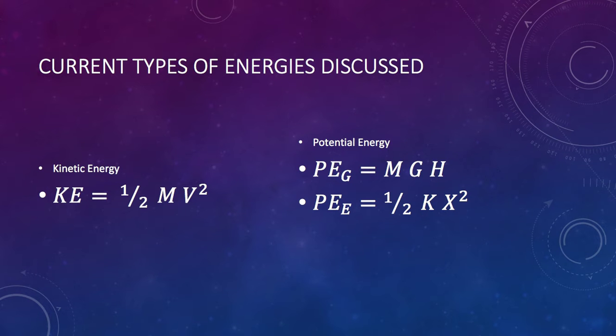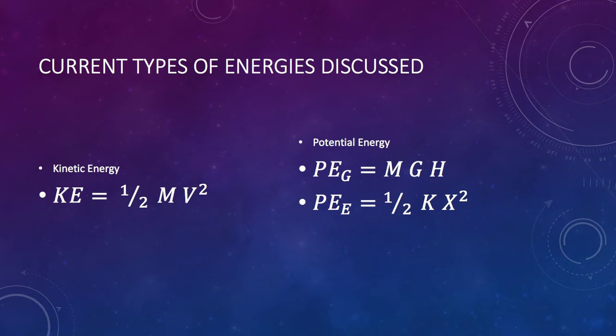Mechanical energy, Day 4. Current types of energies discussed. Kinetic energy: KE = 1/2 mv². Potential energy: (PE)_G = mgh, (PE)_E = 1/2 kx².